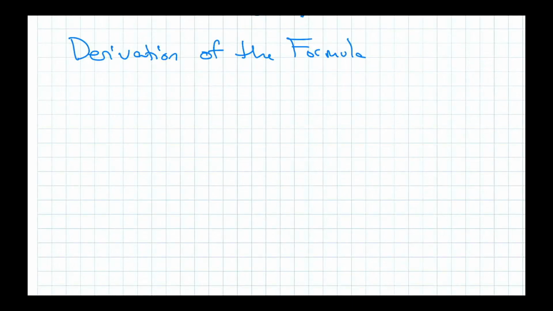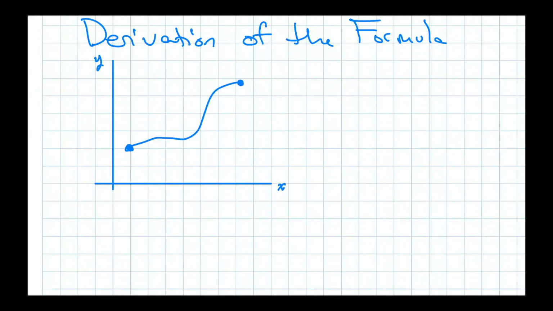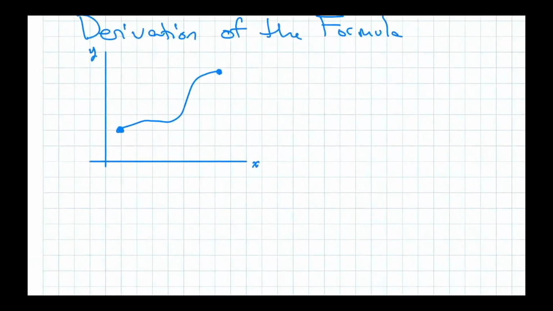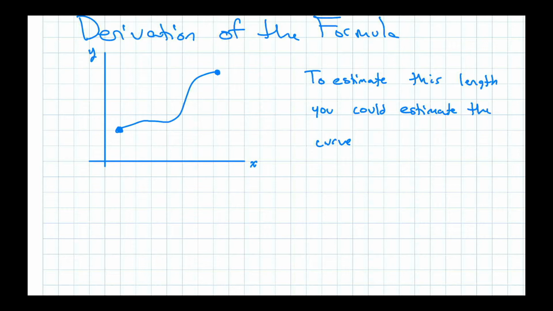But the idea is this. We know that you can use an integral to sum something up, right? So if you have a curve like this, we have a y-axis, we have an x-axis, and then we have a curve. I'm not even going to label that curve with what function it is. I'm just going to say there's a curve. I don't want to start with an integral. What I want to say is that, to estimate this length, you could pretend that your curve was actually made up of a lot of small line segments. You could estimate the curve as some number of line segments.